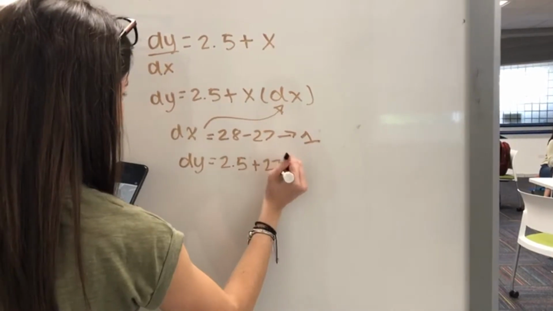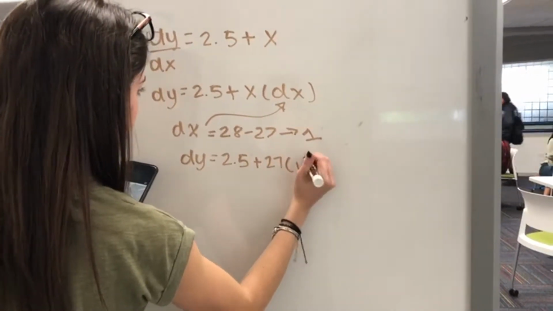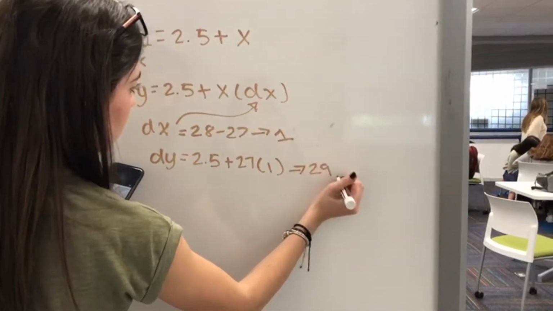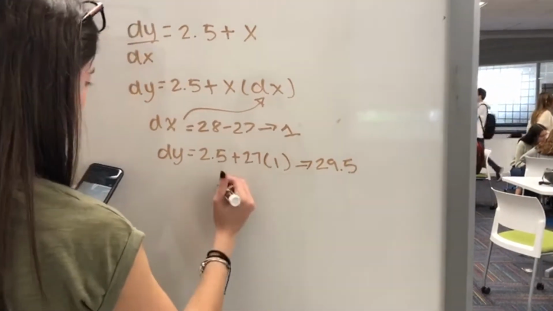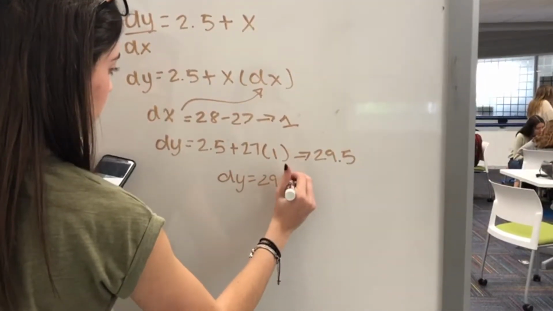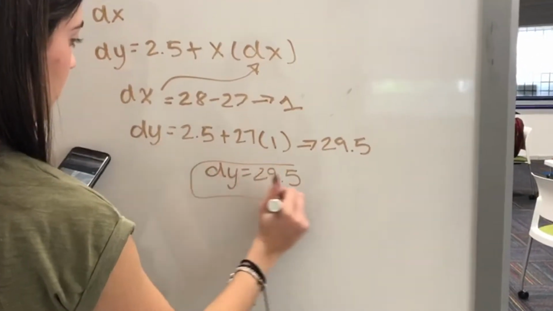So we're going to write the complete formula now. dy is equal to 2.5 plus the number 1x, that is 27, times our dx, that is 1. And that leaves us with 29.5. So dy is equal to 29.5.